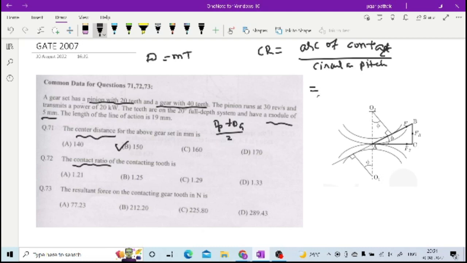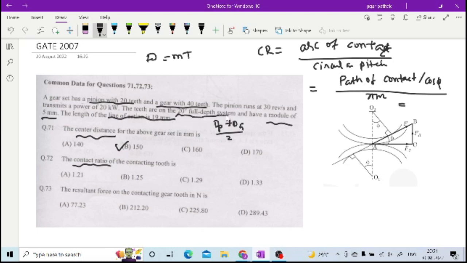Right. Arc of contact is what? Path of contact divided by cos phi divided by pi m, right? Circular pitch. So now if you simplify this, path of contact is given right here, line of action, this path of contact, 19 mm divided by cos phi, 20 degree full depth system is given, so 19 divided by cos 20 divided by pi m will be your answer.